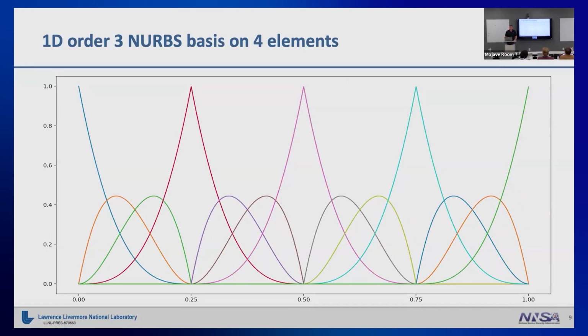Here's another example of NURBS order 3 basis on 4 elements, but it's different. The difference here is that the knots have higher multiplicity, so we get less smoothness across the element interfaces. What I'm trying to illustrate here is that there are different choices that could be made for the NURBS basis, even of the same order and the same number of elements.